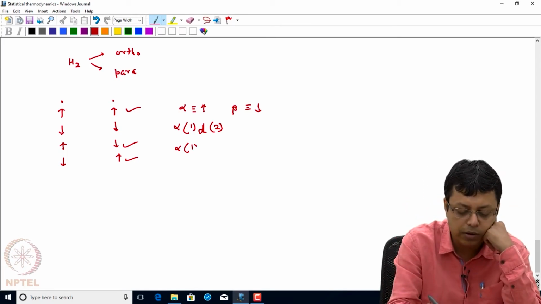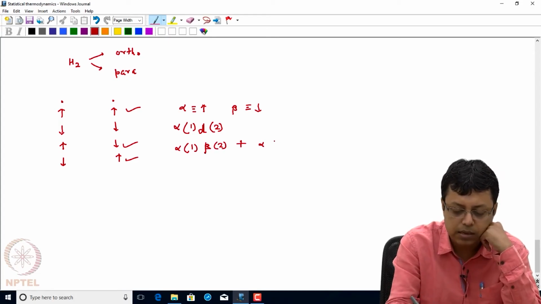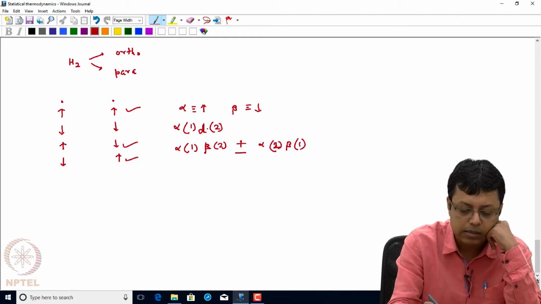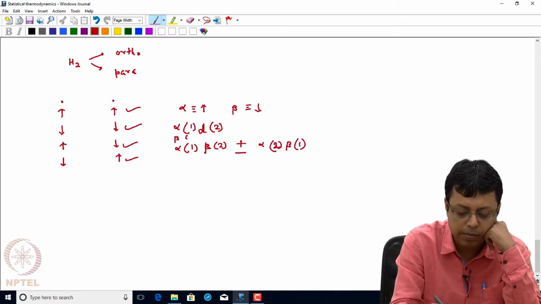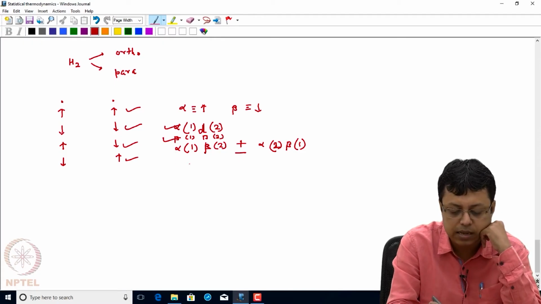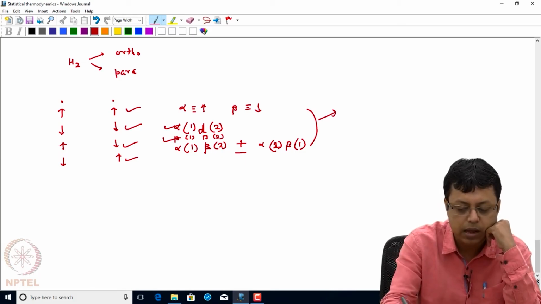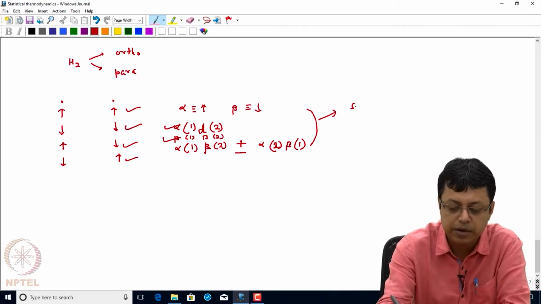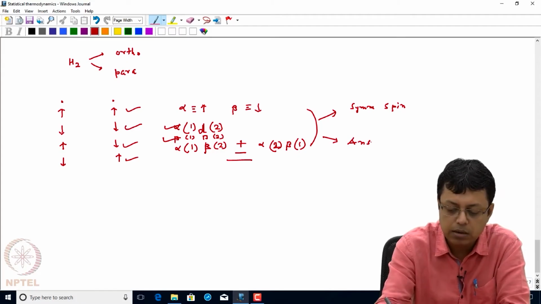So what we do is take the symmetric combination as well as the antisymmetric combination: alpha 1 beta 2 plus alpha 2 beta 1, and also the minus combination. Similarly, here we will have beta 1 beta 2. This combination as well as the alpha alpha combination, these three together form a symmetric spin part of the wave function, and the minus combination gives you the antisymmetric spin combination.